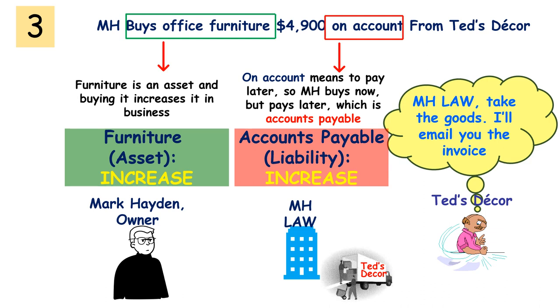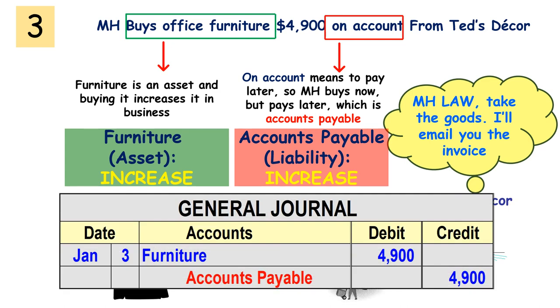So once you find one line, a debit or a credit, if you find a debit line, that means the next item will be credited. If you find a credit line, suppose you are very good at spotting the credit lines first, that means the other thing will be debited. So let's look at that in the journal. January 3rd, furniture will be 4,900 debited, accounts payable will be 4,900 credited.